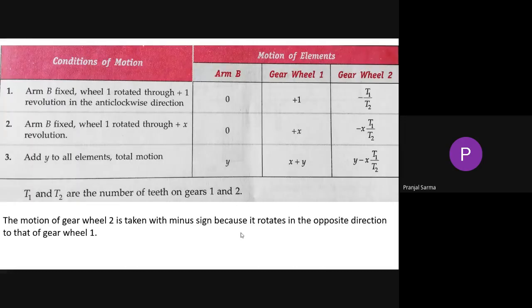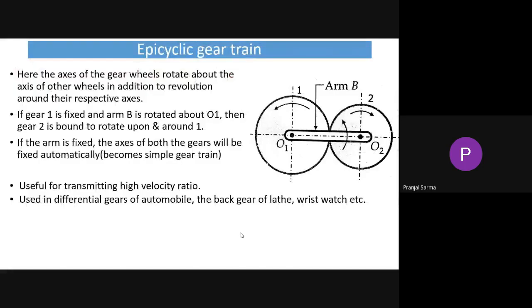So these are the main varieties of different gear trains. Now we'll see how we can analyze the epicyclic gear train. During the analysis, we consider some conditions of motion, that means which particular link is fixed, whether gear 1, gear 2, or the arm. Depending on how many gears are in connection and how many arms there are, we try to see what kind of motion it gets.